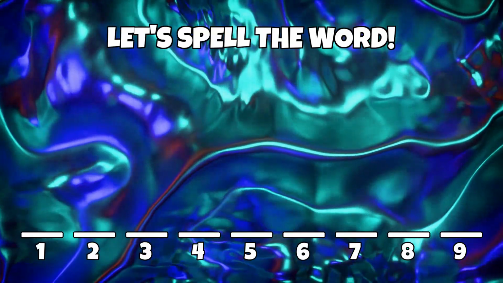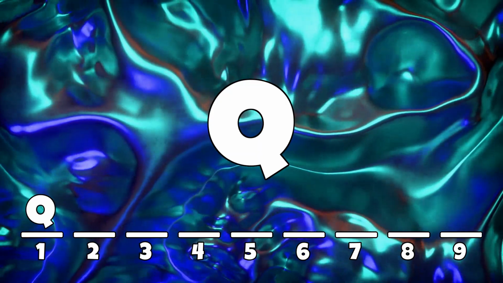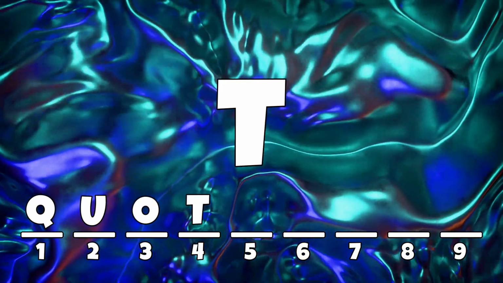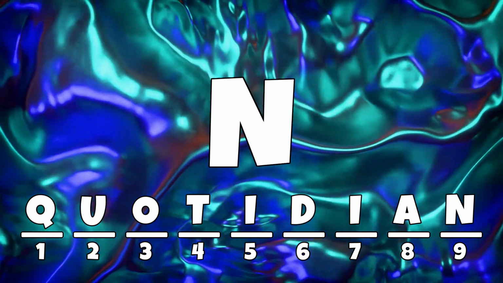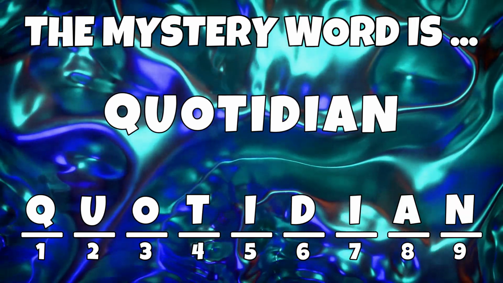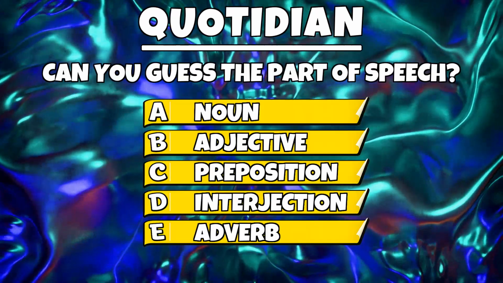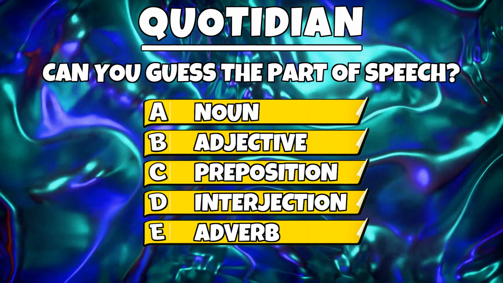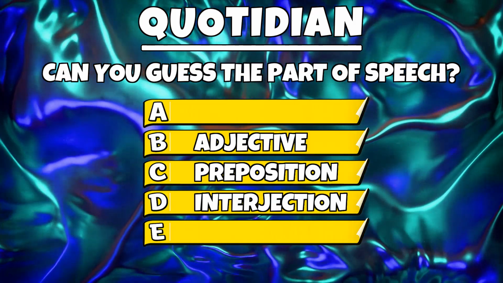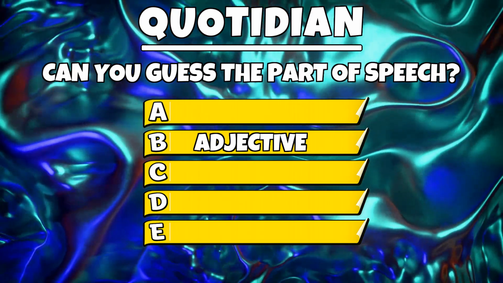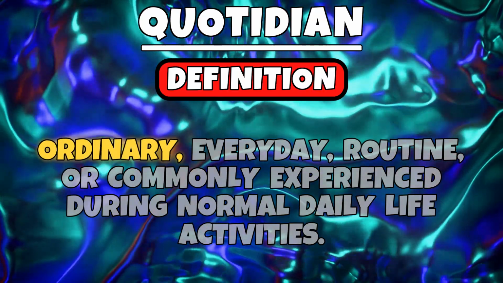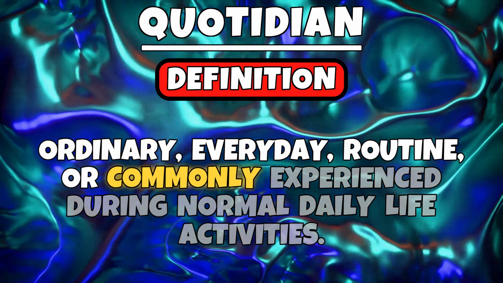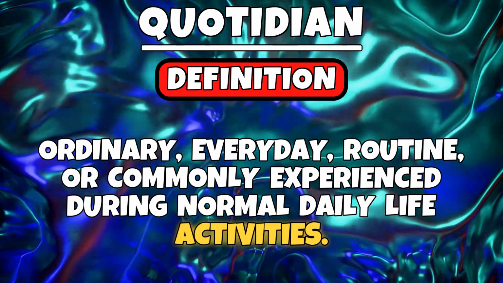I'm thinking of a word that is 9 letters long. Let's spell the word. Q-U-O-T-I-D-I-A-N. The 9-letter word I was thinking of was quotidian. Can you guess what part of speech quotidian is? Quotidian is an adjective. Let's learn the definition of the word quotidian. Ordinary, everyday, routine, or commonly experienced during normal daily life activities.